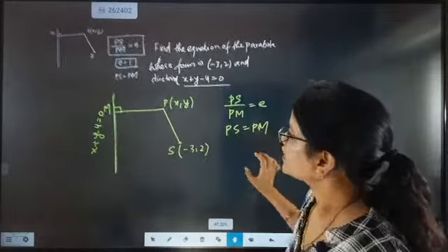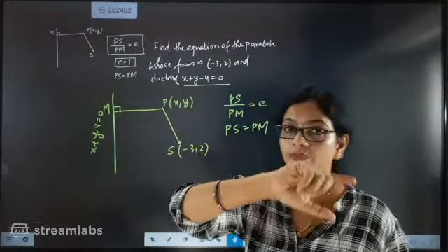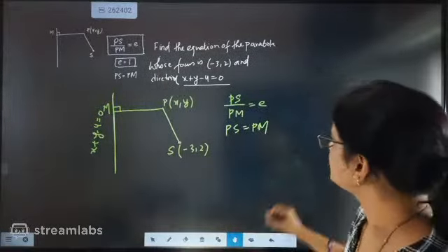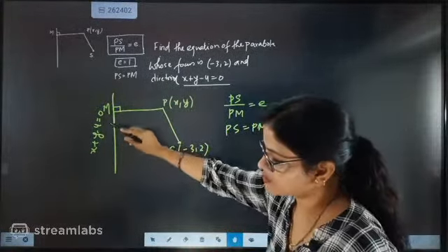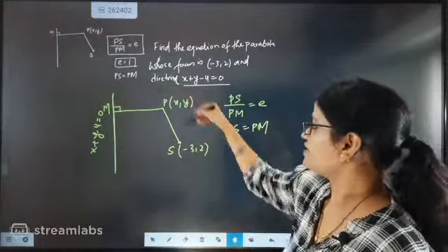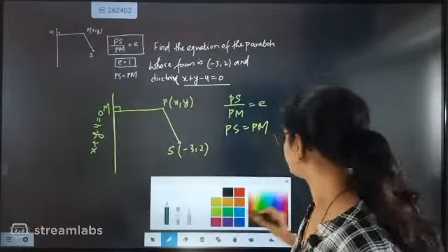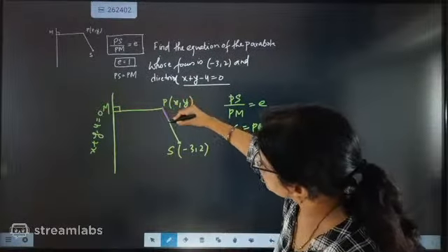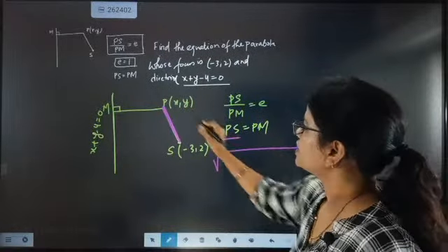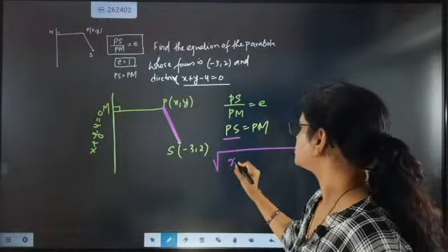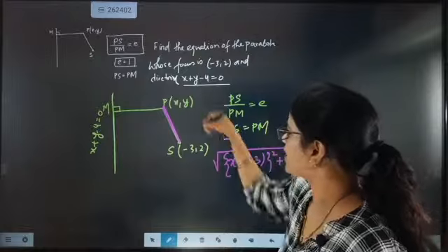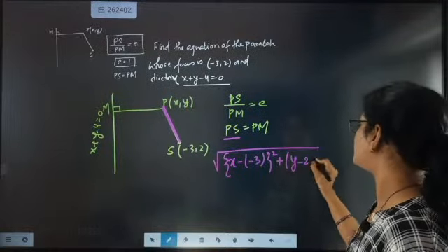Now we use the perpendicular distance formula. The coefficients are 1 and 1, and the equation of the line is x plus y minus 4 equal to 0. First find PS using the distance formula: PS is the root under (x minus of minus 3) whole square plus (y minus 2) whole square.